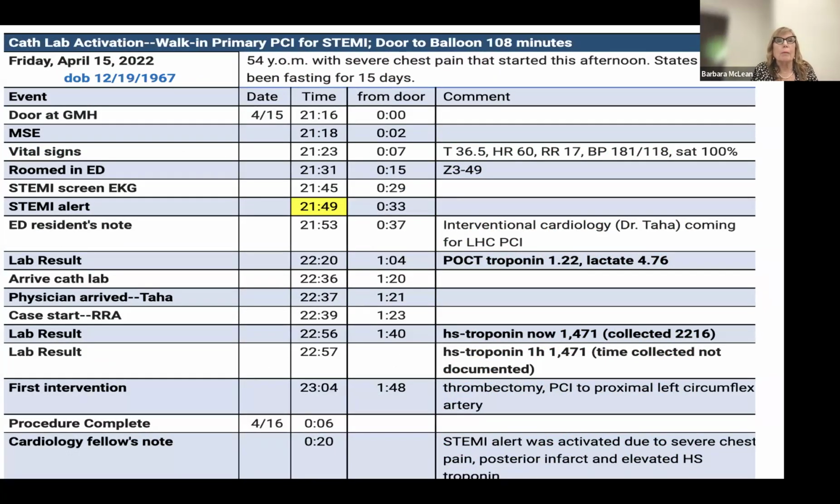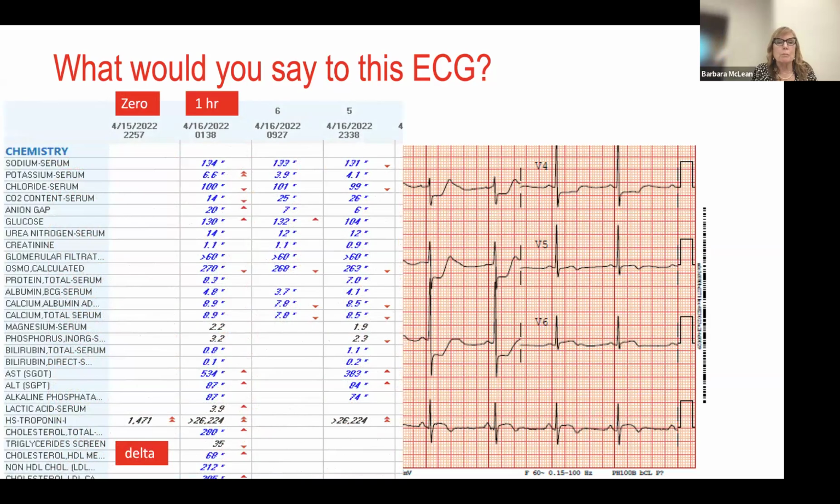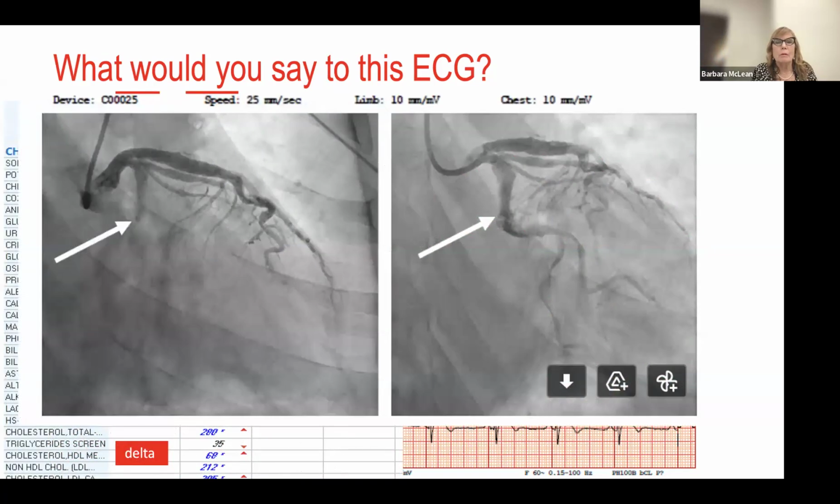Okay, just a couple of other folks that we can take a look at. This is a patient who comes to our emergency department. They activate a STEMI, and interventional cardiology comes to see the patient. The patient has an elevated lactate and elevated troponin, and he goes to the cath lab and gets a PCI to the proximal left circumflex. That was his EKG that we looked at before. Thank goodness people were paying attention. Thank goodness we opened up his vessels.